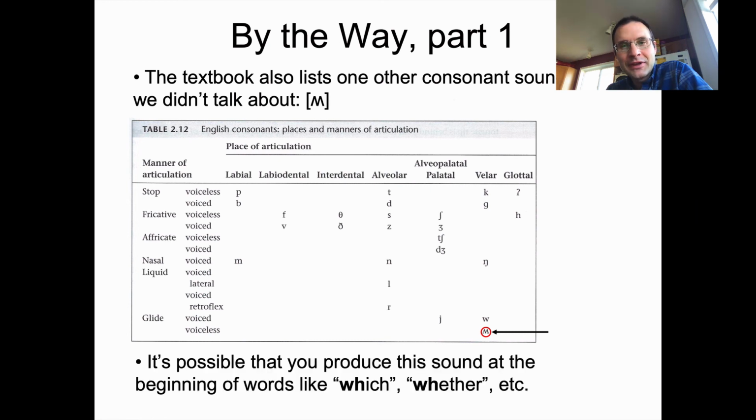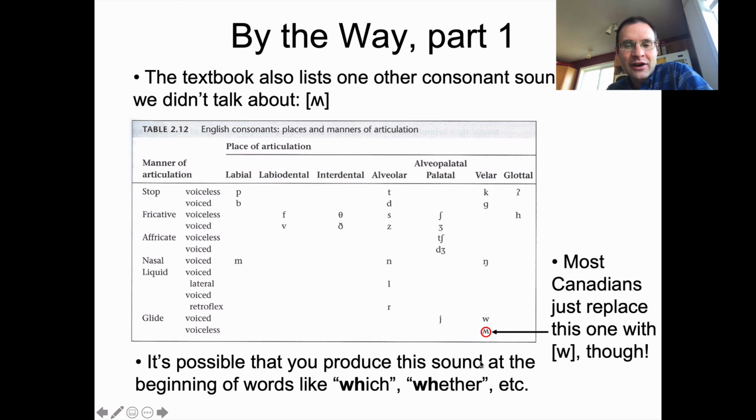If you do have this sound, then you're going to have it in words like which or whether or why, words that begin with WH. So some people make a contrast between which, like which book are you reading, versus witch, like from The Wizard of Oz or what have you. Most Canadians, however, just replace this one with W.